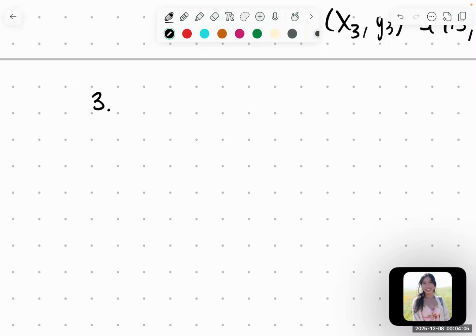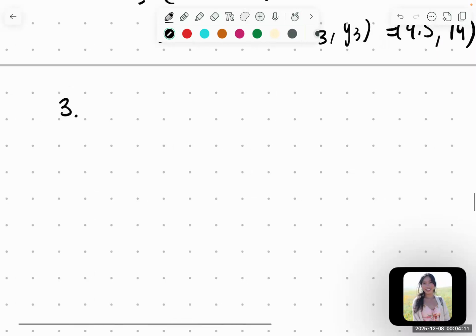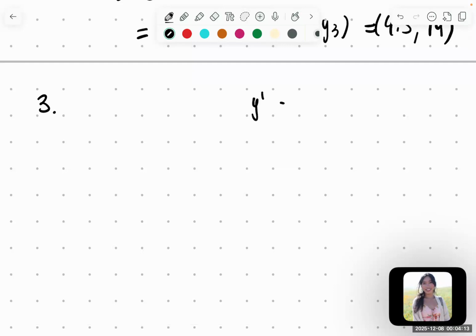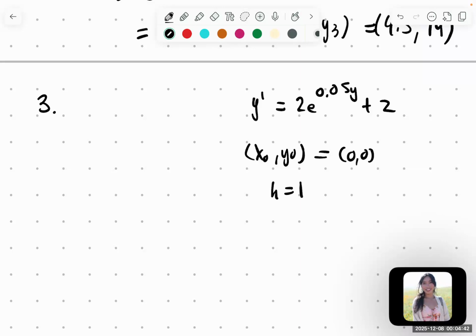Okay. So the first step again, we're just going to list everything that we have gotten from this equation down. So we know our y prime equals 2e^(0.05y) plus 2. Our x of 0 and y of 0 is going to be 0, 0. Now we do have, excuse me, what's it called, an h step? A step size of 1. So 1. And then we want to get to y of 3.